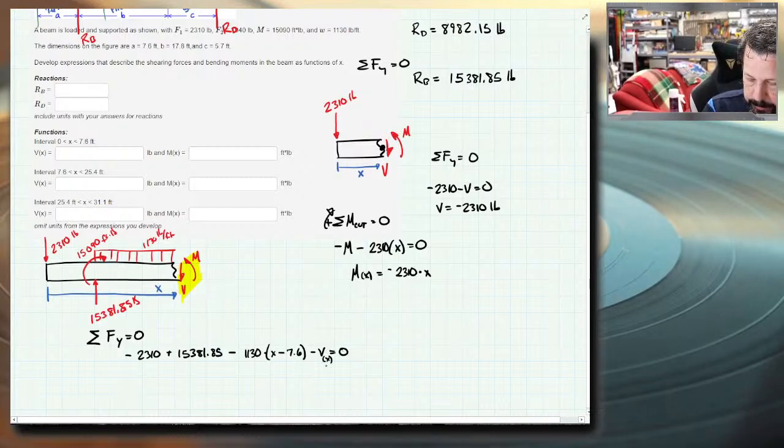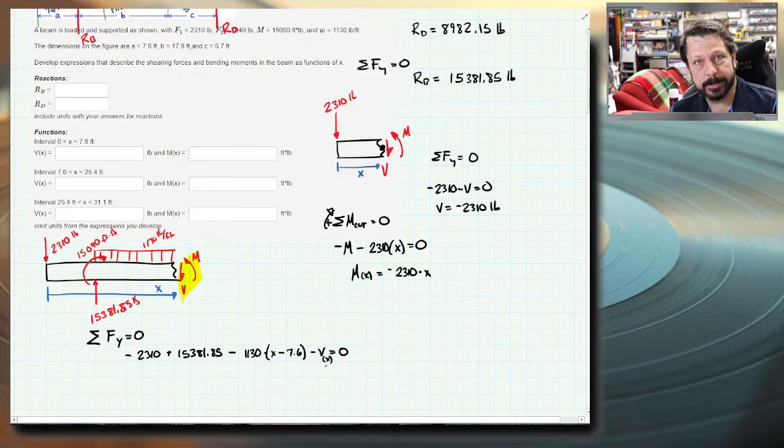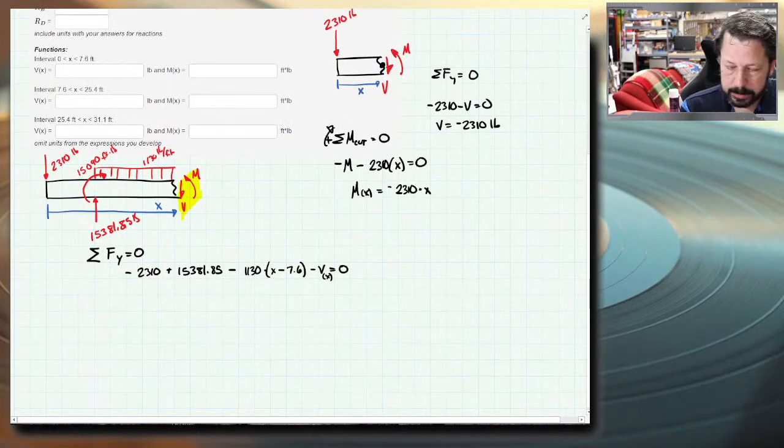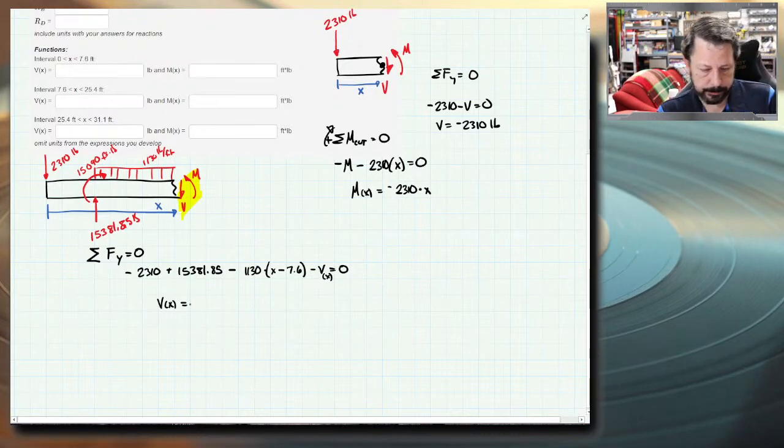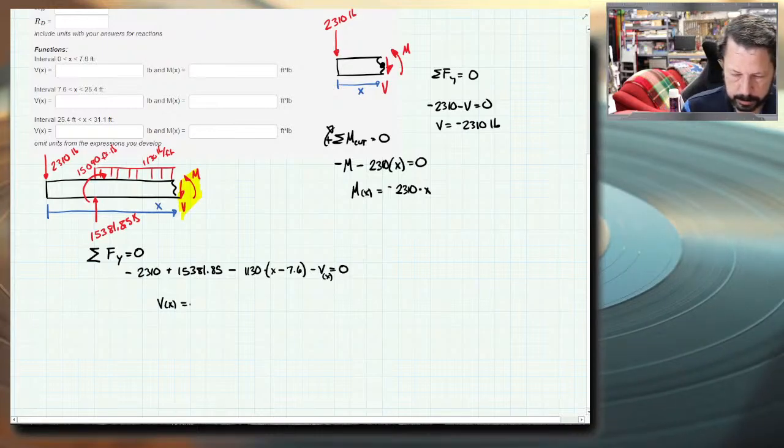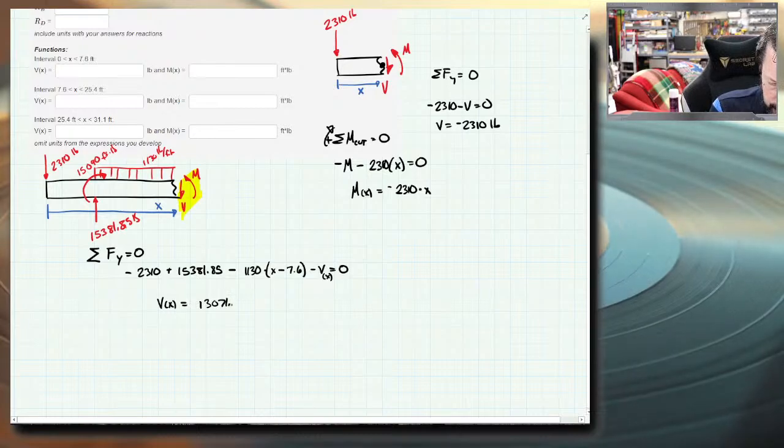Technically now V is a function of X, so we'll put V of X because there is an X in there. The concentrated moment, 15,090 foot-pounds, doesn't go in this equation. It's not an X or a Y, so we leave it out entirely. So let's move V to the other side so it's positive. So V of X equals, we've got some numbers we can just add together here. 15,381.85 minus 2310 is 13,071.85 minus 1130 times X minus 7.6.